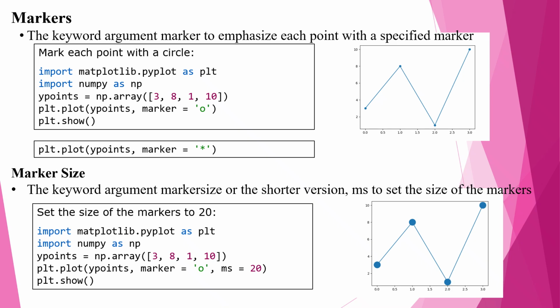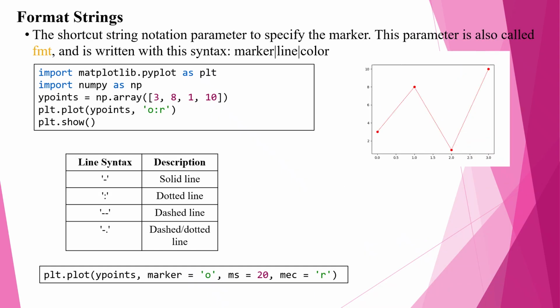In the second part, the size of these markers is increased by using the parameter ms, which stands for marker size. By setting ms to 20, the marker becomes larger and more visually prominent. These customization options improve the readability and appearance of the plot, making it easier to interpret the data points.